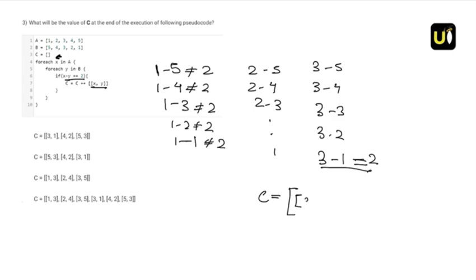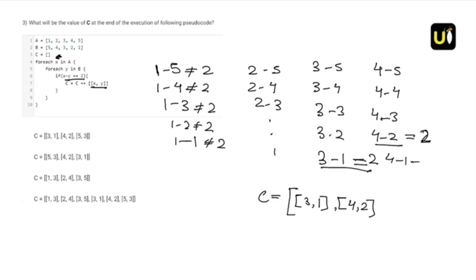So this will be 3 comma 1. That is 3 in the first list and 1 in the second list. Then let's go through all the rest of the stuff. So when we go through 4, 4 minus 5 doesn't give 2, 4 minus 4 doesn't give 2, 4 minus 3 doesn't give 2, 4 minus 2 gives 2. So 4 and 2 will again get appended, 4 comma 2. Then 4 minus 1 doesn't give 2.